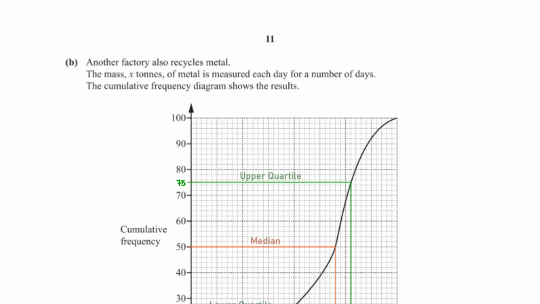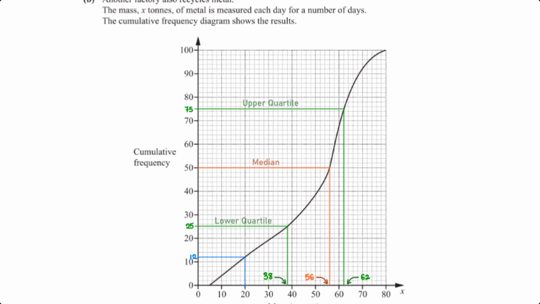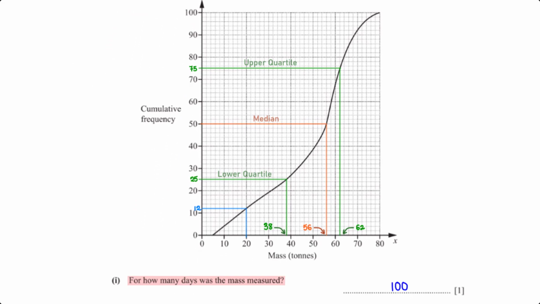Another factory also recycles metal. The mass X tons of metal is measured each day for a number of days. The cumulative frequency diagram shows the results. For how many days was the mass measured? When we map the highest point on the graph to the vertical axis, we get 100. This means the mass was measured for 100 days.